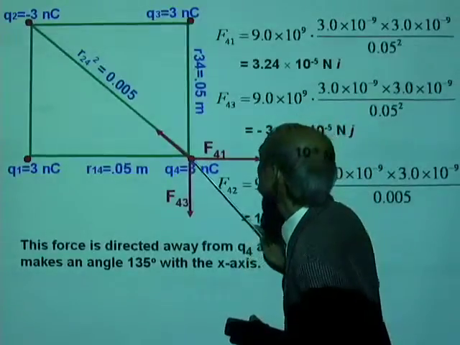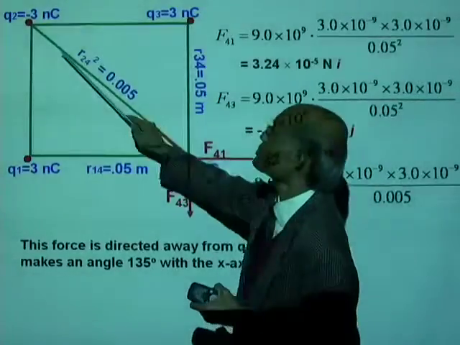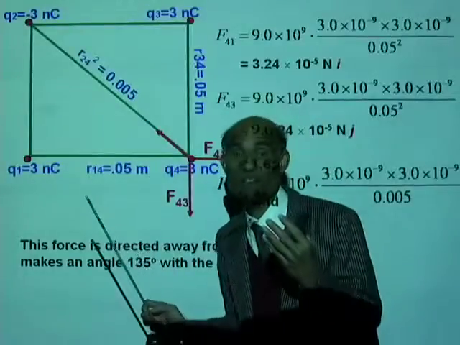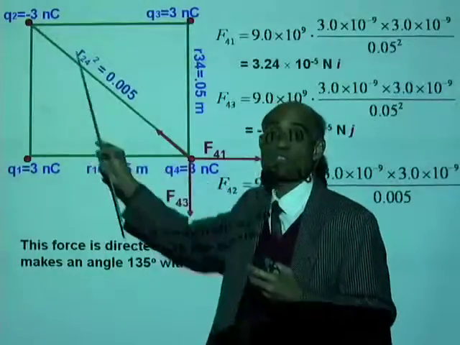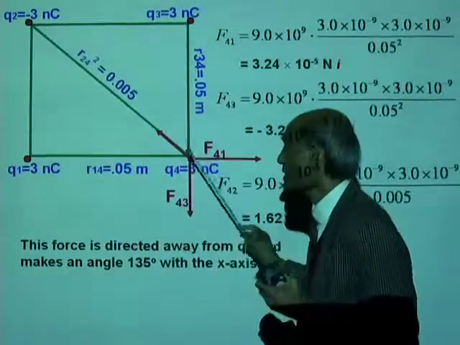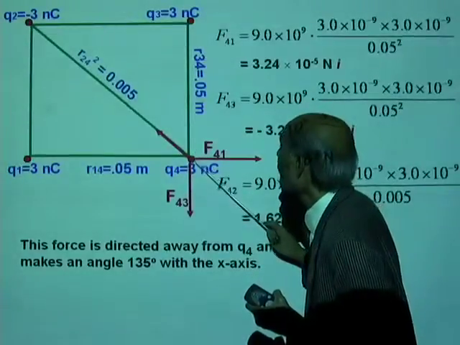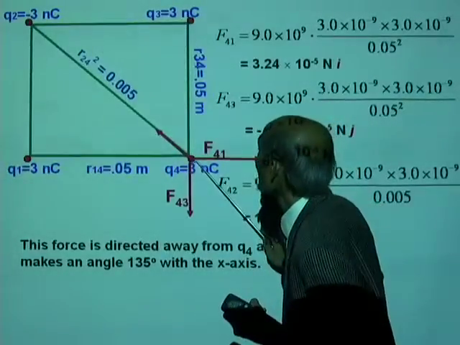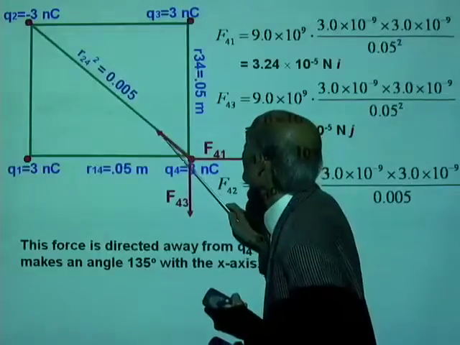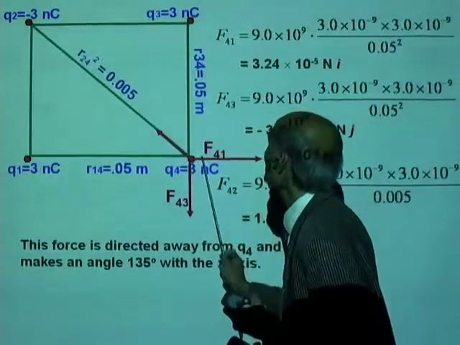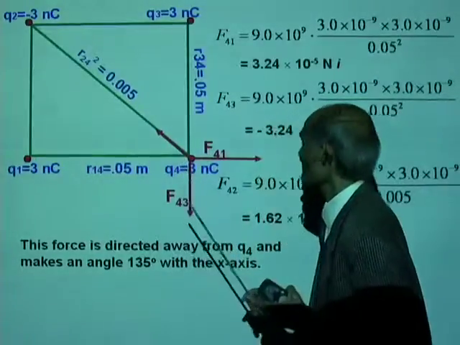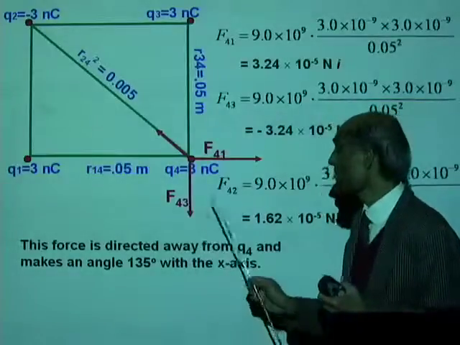It will be directed from Q4 to Q3 because it is an attractive force. A negative charge attracts a positive charge. So F42 will be directed from Q4 to Q2. And what is this angle? That will be very simple to find.